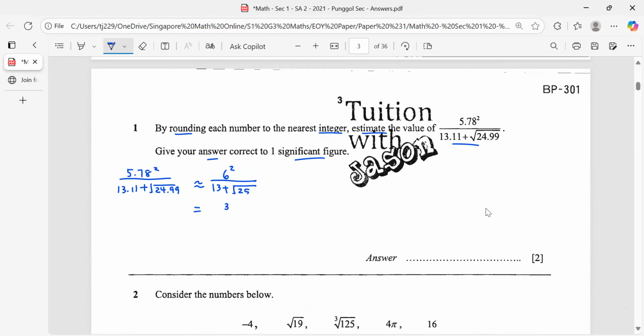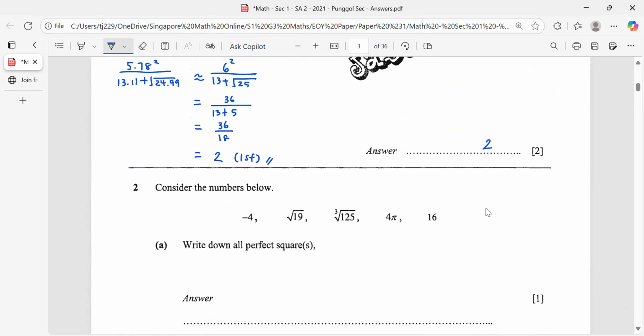6 squared, that's 36. Square root of 25, 5. So 36 divided by 18, we end off with 2. And this is one significant figure. All right, let's move on to the next question.